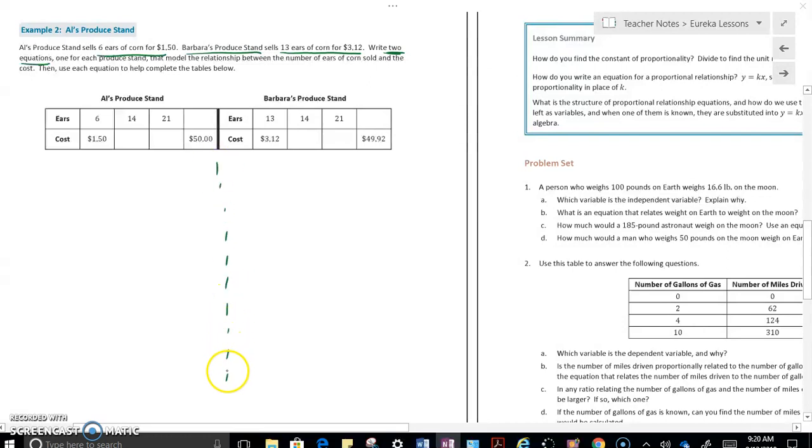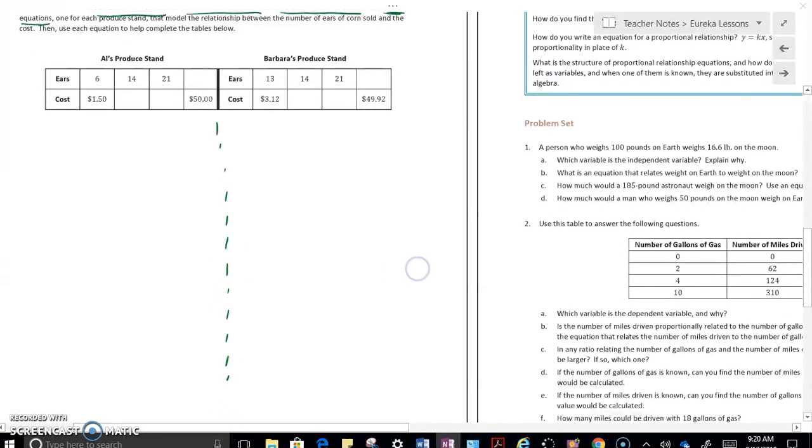All right, so we want to complete, use an equation. So that's another method. This is a method to filling in a table with proportional values.